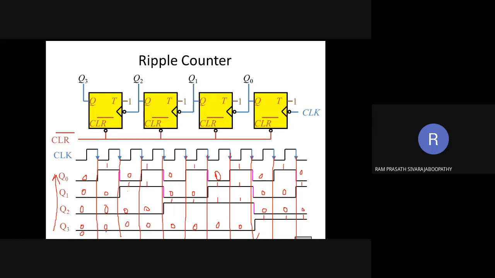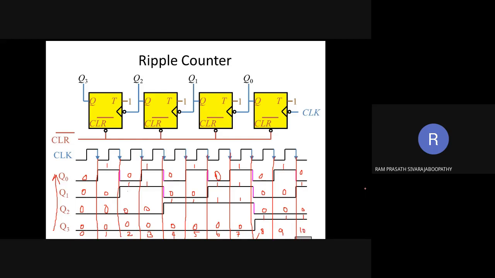Okay, what about this one? 1. 2. 2 means what? 0 0 1 0 is 2. So here we have 0 0 1 1, 3. 0 1 0 0, 4. Okay, next 0 1 0 1, 5. Next 0 1 1 0, 6. 0 1 1 1, 7. Next 1 0 0 0, 8. Next 1 0 0 1, 9. 1 0 1 0, 10. Like that it goes on.